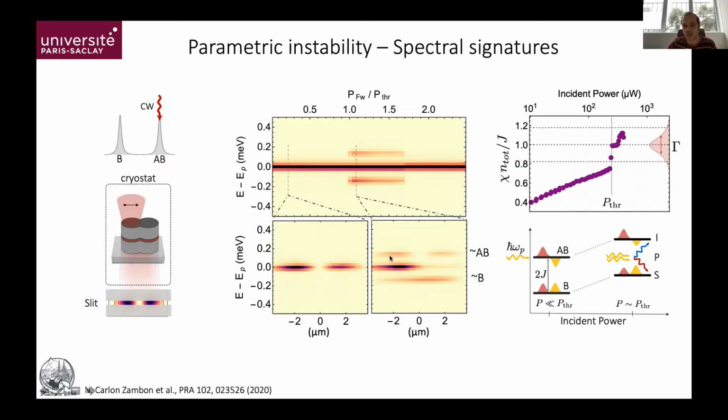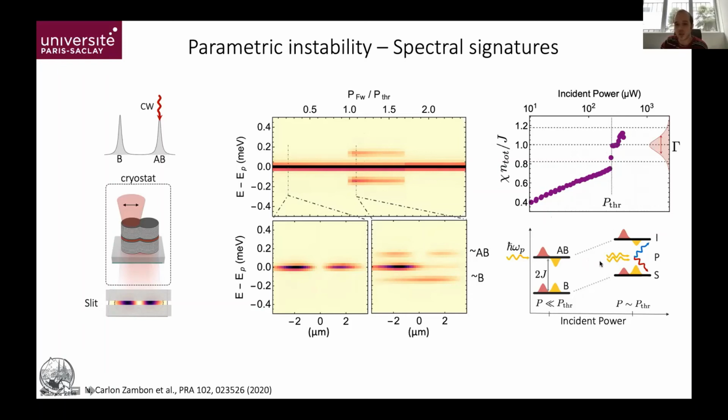And if we look at the field, we can see that they present the bonding and antibonding profile. In order to understand this, it's actually quite simple. If one looks at the interaction energy, you can see that at threshold, the interaction energy becomes roughly equal to the detuning of the laser and the coupling constant, which means that we can draw this cartoon where essentially, because of interaction, we will be blue shifting the energy of the modes.